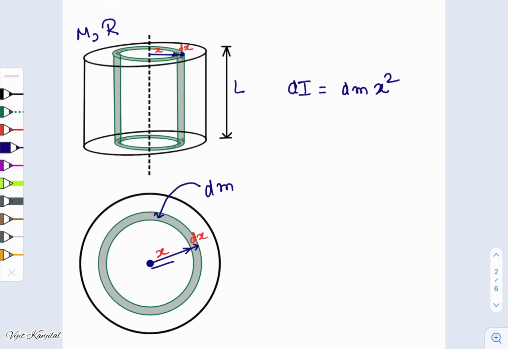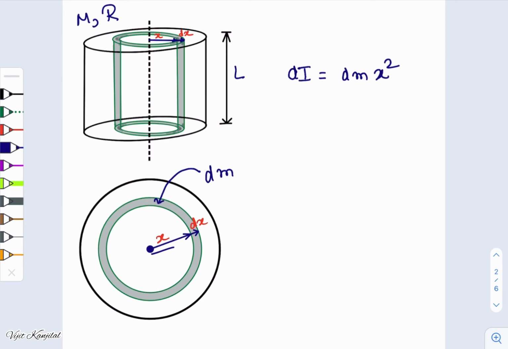So what is the relation between dm and x? Let's try to figure that out. As mass is distributed throughout the volume of the cylinder, we can write dm as m divided by pi r square L times the volume of this elemental strip. So how do we calculate the volume of this elemental strip? We need to find out first the curved surface area of this elemental strip, which is 2 pi x L times the thickness of this elemental strip. So it is 2 pi x L times dx.